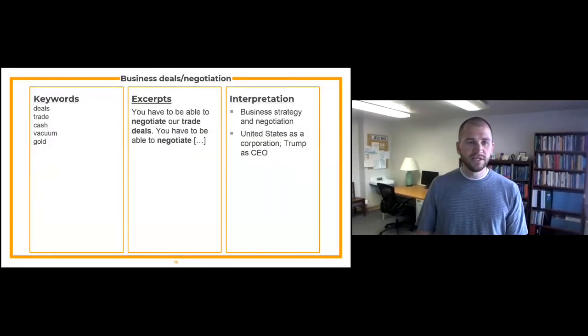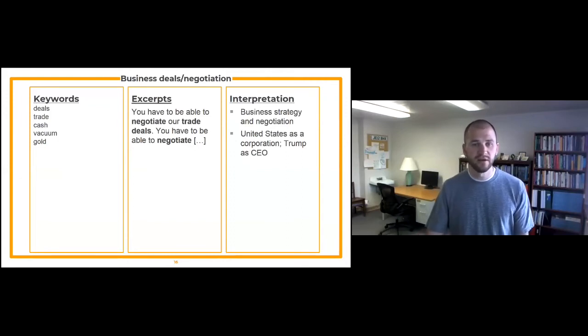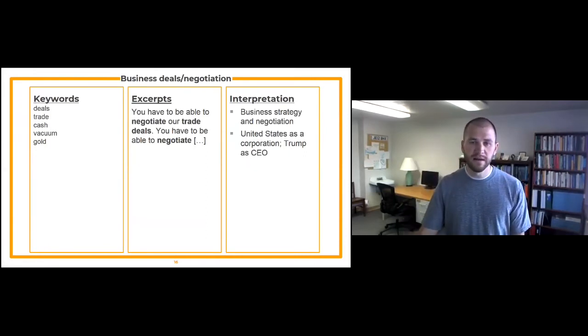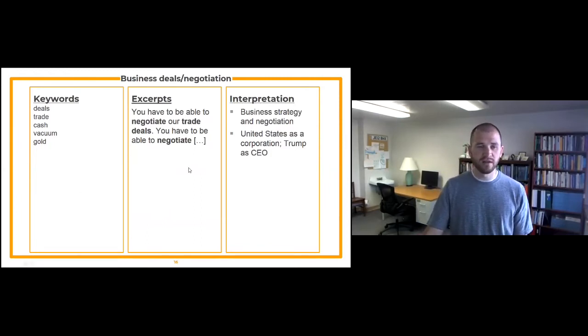Business deals and negotiation: you get words like deals, trade, cash. And this excerpt here is a good example of how Trump would often talk about the corporate business world in a political context. "You have to be able to negotiate our trade deals. You have to be able to negotiate." So this is related to his mentality as a businessman, and this metaphor of the United States as a corporation, Trump as its CEO. And we've seen that continue since he became president. And it's unsurprising. He spent his life in the private business sector, with this being his first foray into the political world. And so for him to think this way makes sense, but we saw a lot of these words being repeated.